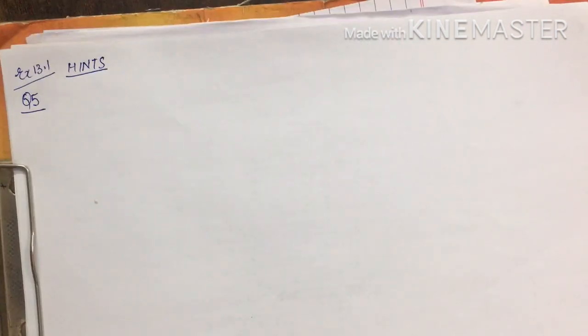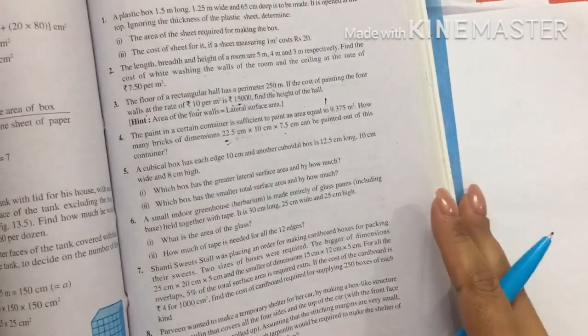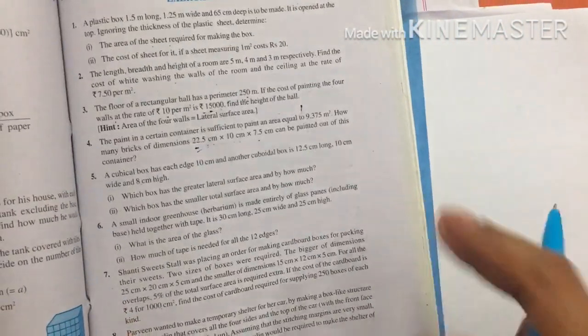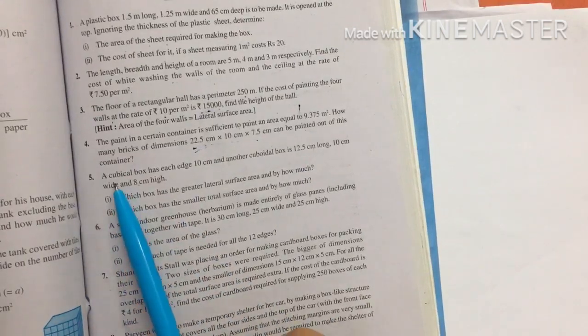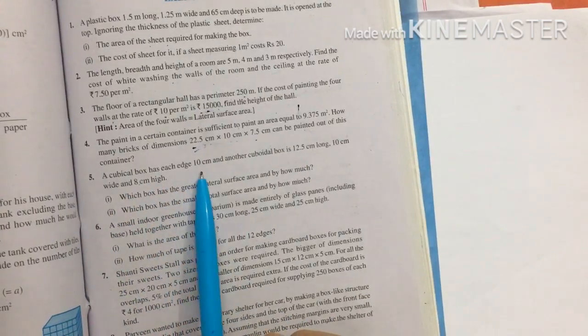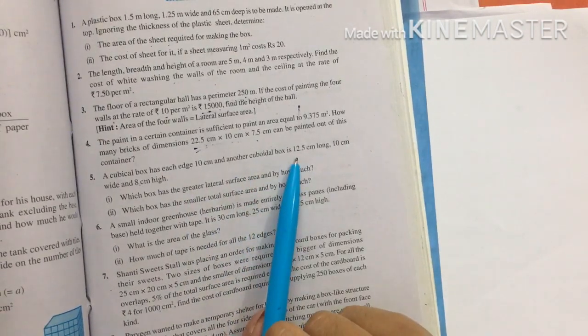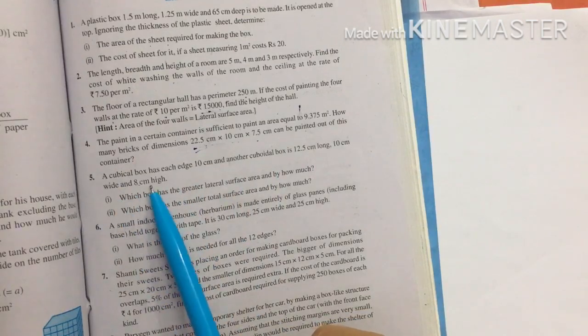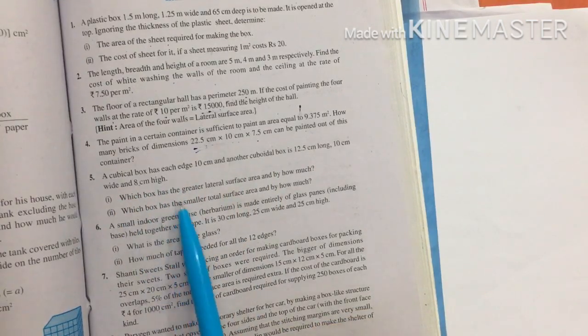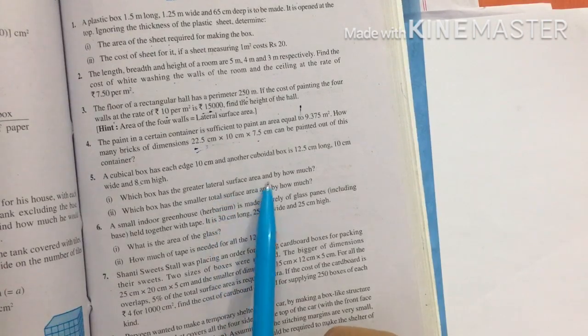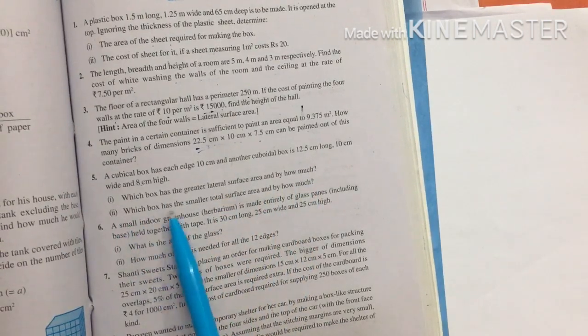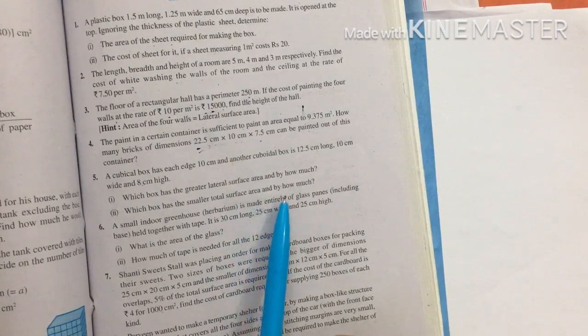Alright, class 9th. Continuing further with the exercise 13.1. Question number 5. Now this one is an easy one. It is a direct question. There is a cubical box with edge 10 centimeters and another cuboidal box which is 12.5 centimeters long, 10 centimeters wide and 8 centimeters high. Which box has the greater lateral surface area and by how much? Then second part, which box has the smaller total surface area and by how much?